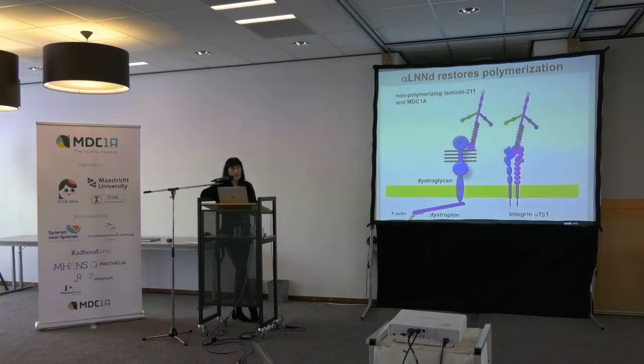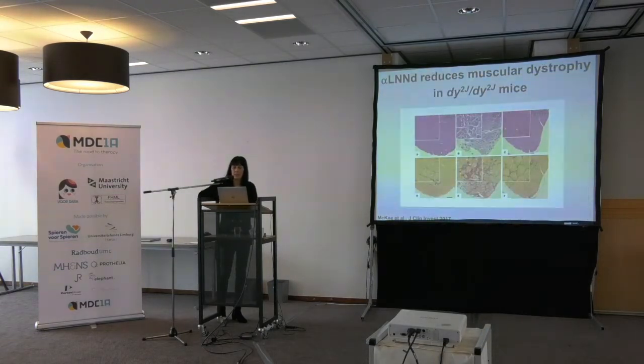So what Peter did together with Marcus was to design a linker molecule called alpha-LN ND, the nitrogen domain. This is a very simplified schematic of how this linker molecule binds and looks. But the idea is basically to bring back a polymerization domain so that laminins can again polymerize. By adding these linker molecules, laminins can again polymerize. So they have overexpressed these linker molecules in the DY2J mice with good results.